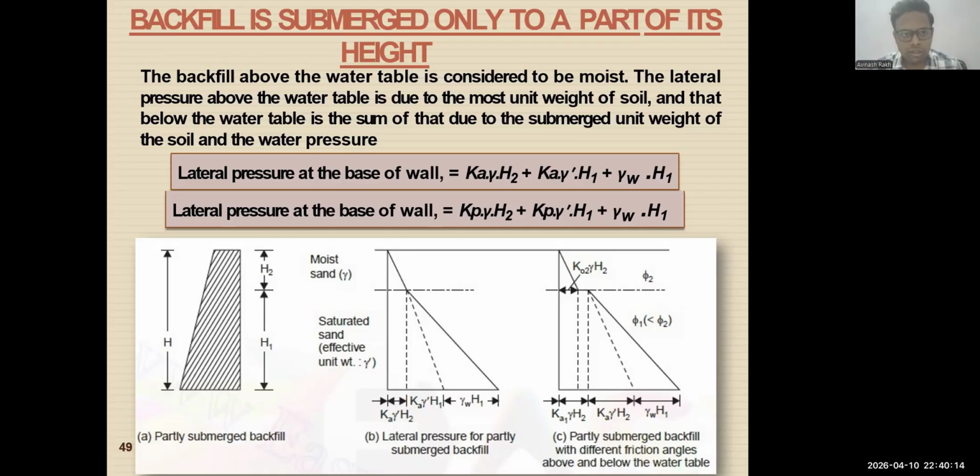Now, for today's session, we are going to cover the next part, that is the submerged conditions for Rankine's theory. We'll start with the fundamental assumptions and the formulas which will be required while solving the numericals. The next case is where the backfill is submerged only up to part of its height. Here we're going to see how that formula is created.